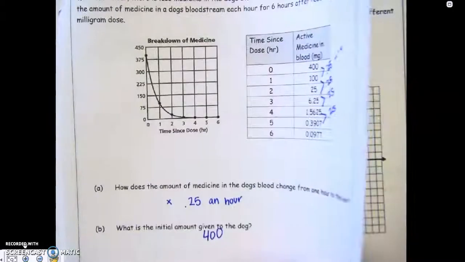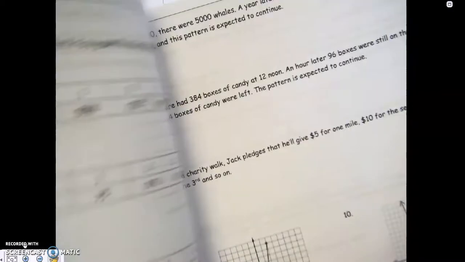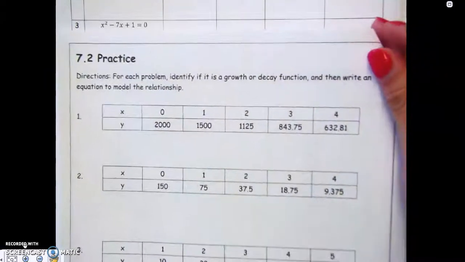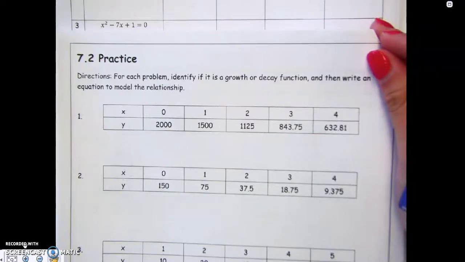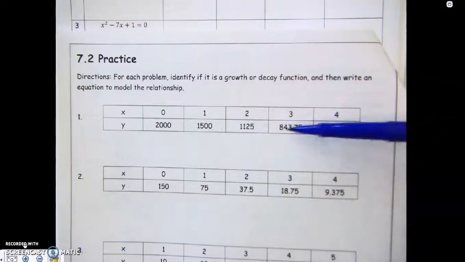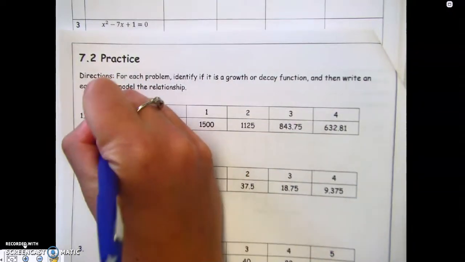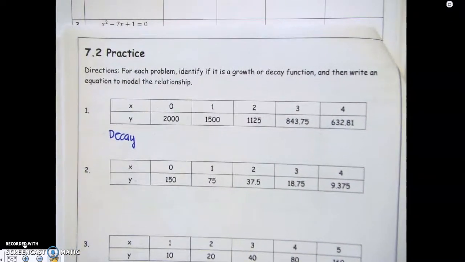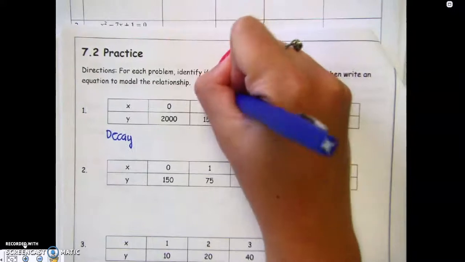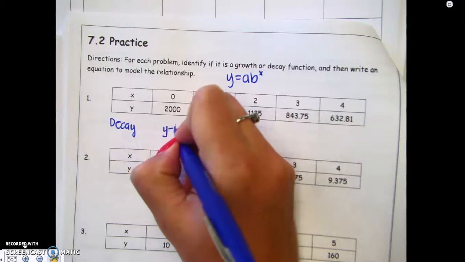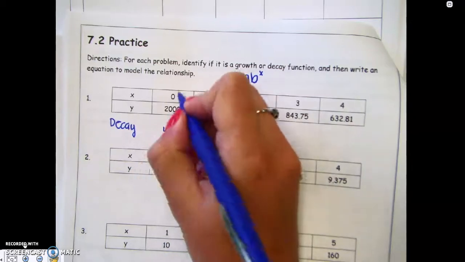So in the practice, you're really just practicing writing equations of an exponential relationship. So in 7.2, it's practice assess. For each problem, identify if it's a growth or decay function, and then write an equation to model. So if I look at this first one here, I can clearly tell that my y values are going down. So this is a decay function. So you first want to identify if it's growth or decay. And then in order to write my equation, I have to have my y-intercept. So my y-intercept is 2,000 in this case, because that's where x is 0.